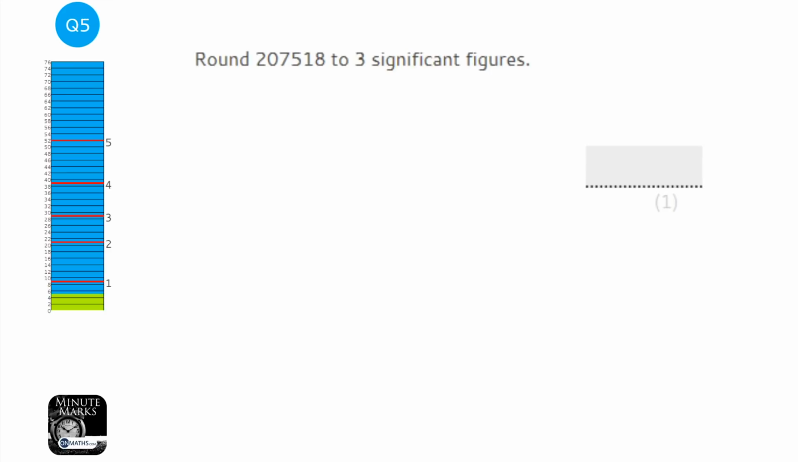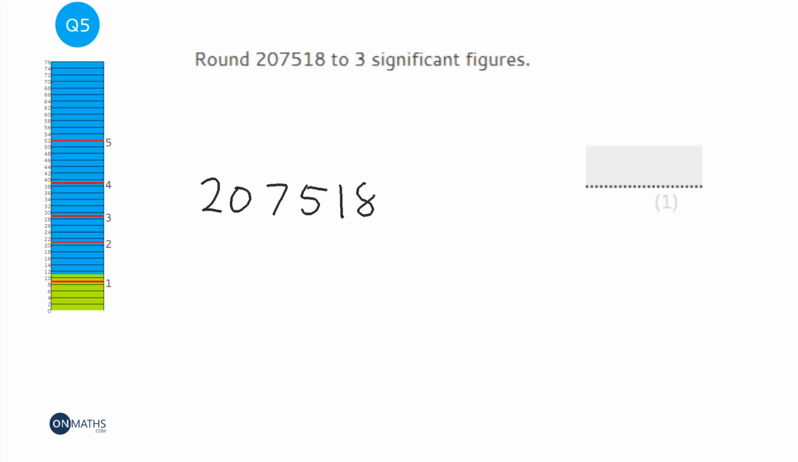Okay, so we're asked to round to three significant figures. So what I'd try and do first is write the number down. Now, with significant figures, we start counting at the start of the number. We don't start counting the decimal point. So I'm going to start counting here, and I'm going to count 1, 2, 3, and I'm going to draw a line down. Now, all the numbers to the right of that line are going to reset to 0. But before they do, we need to look at this number, and this is called our decider number.